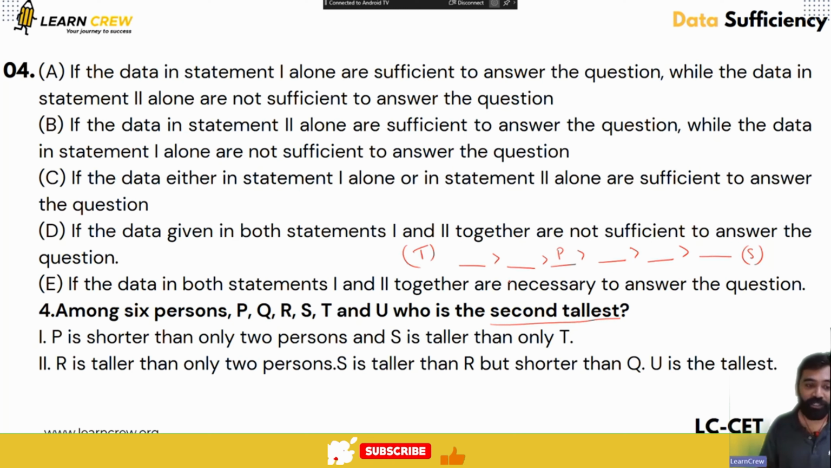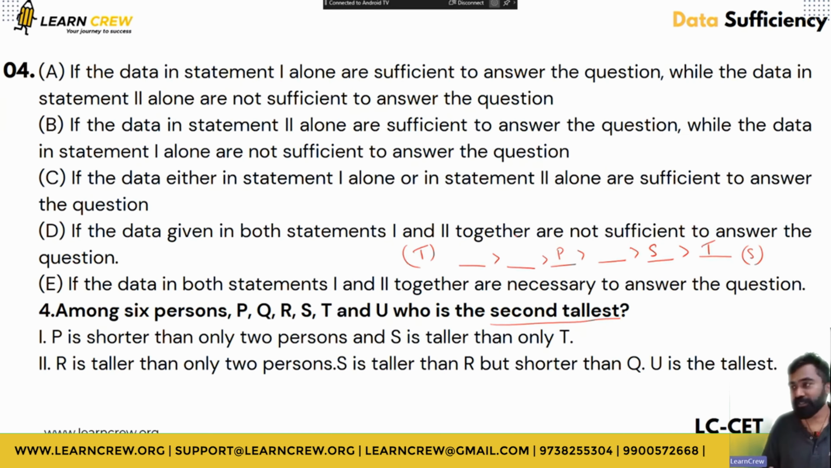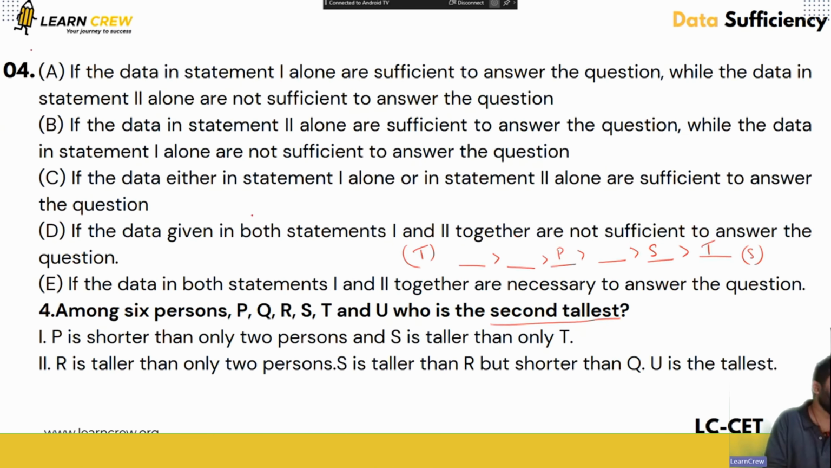So S is over here, P is over here. Clear. Only this is given. So can I find out who is the second tallest now? Obviously, it is not possible. Obviously, it is not option number A. It is eliminated.